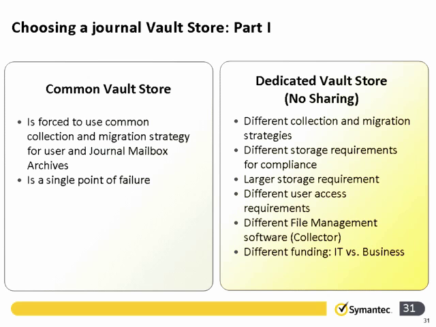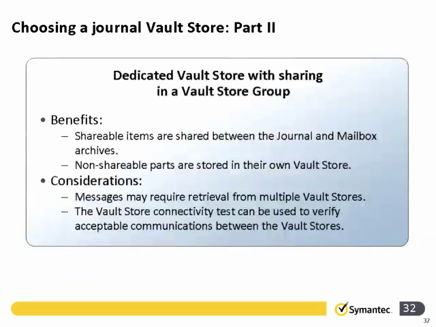There's going to be much less user interaction with a journal archive than there is for a user's mailbox. So therefore, the policies that we have will require a lot less of that. And then also there may be different funding as far as supporting the mailbox archiving process versus the business needs for compliance and discovery and supporting the journal archive. However, we can also go ahead and decide that we want to have a dedicated vault store for journaling, but we still want to be able to share that with the vault stores that are associated with the mailboxes.